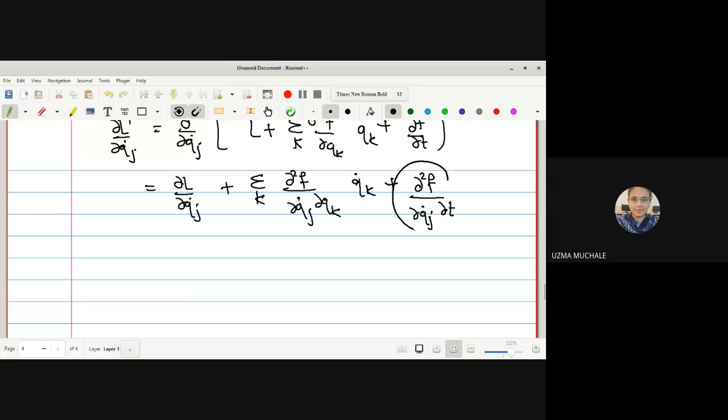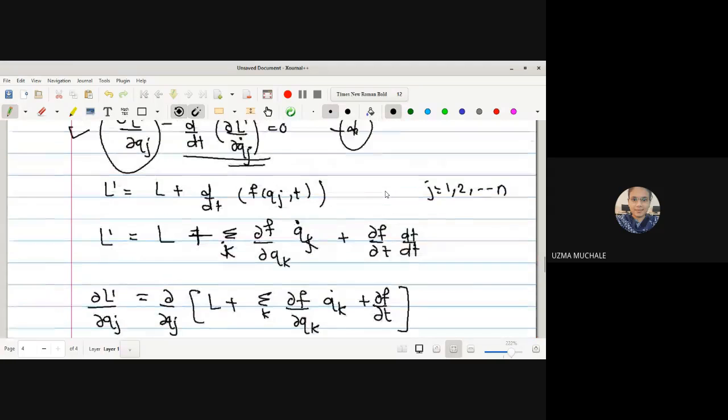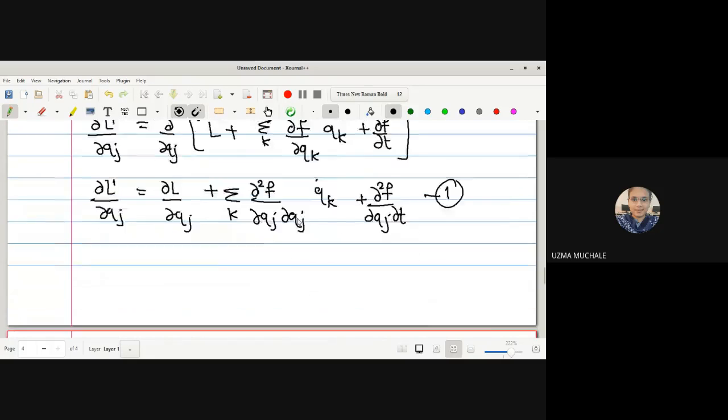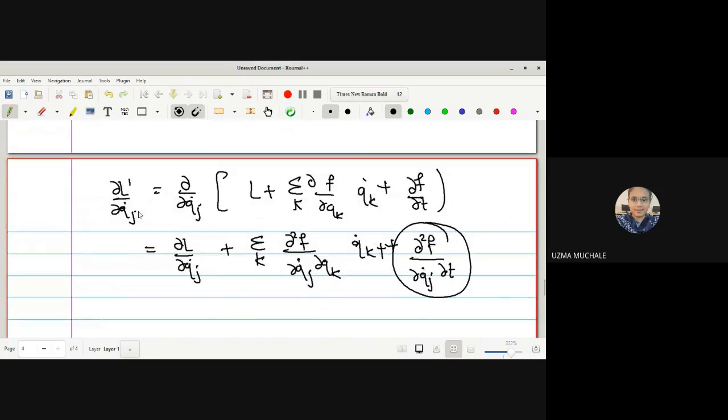Now, what is the value of this term? If you are not sleeping, you can tell me the value. What is f? F is a function of qj and t, right? And here in this step, we are differentiating with respect to qj dot. If you are differentiating with respect to qj dot, is f a function of qj dot? No, ma'am. It is 0. So dou f by dou t will also be a function of simply qj and t. So hence this whole term will be equal to 0, right?